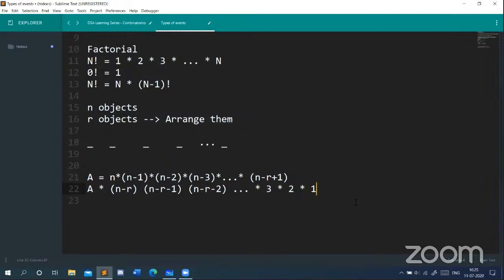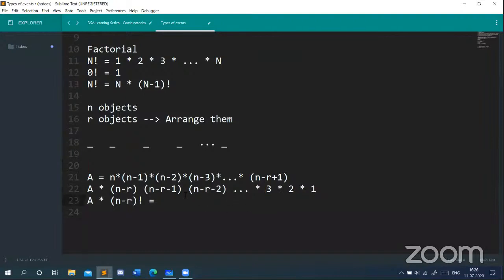And it will go on till 3, then 2, then 1. Yes, I'm doing exactly that. I'm multiplying both sides by n minus r factorial, because now that you look back at this, it's n minus r factorial, because this is 1 times 2 times 3 and so on till n minus r. So this is just A times n minus r factorial. And if you look at this thing multiplied by this thing, this is nothing but n factorial: n times n minus 1 times n minus 2 and so on, times 3 times 2 times 1.